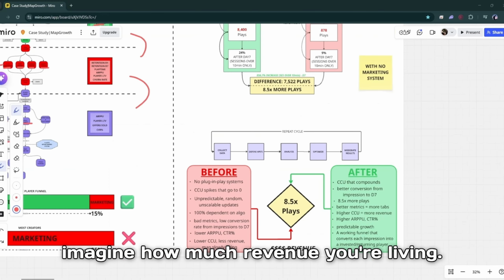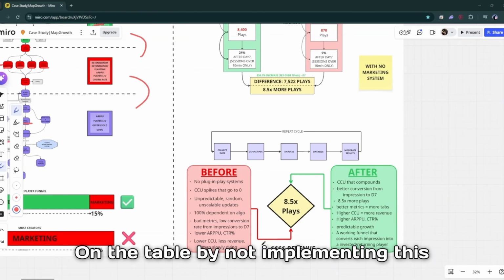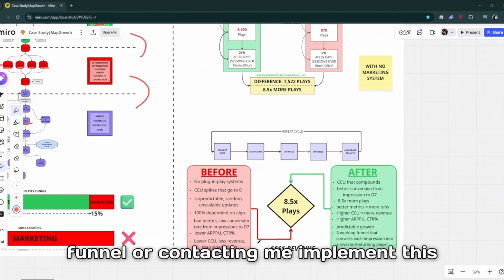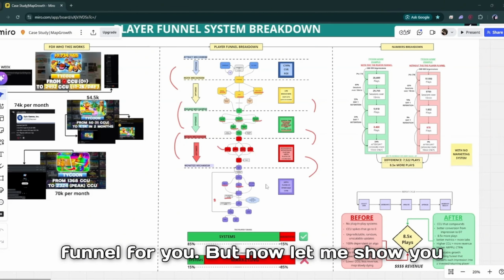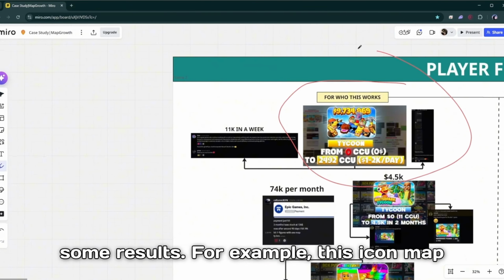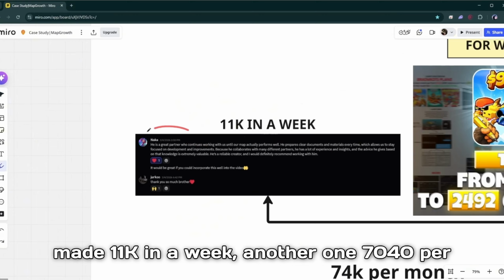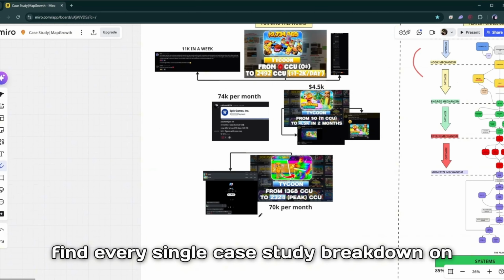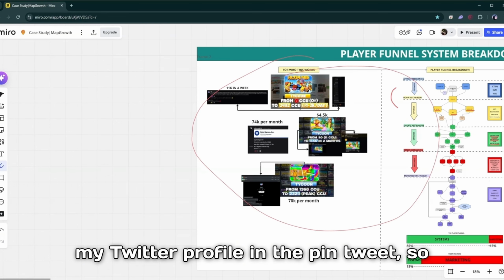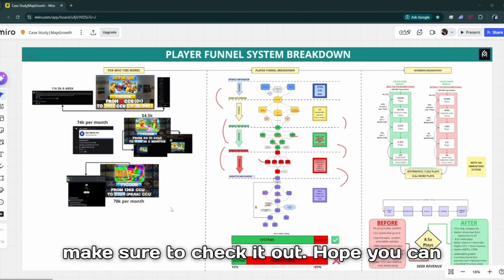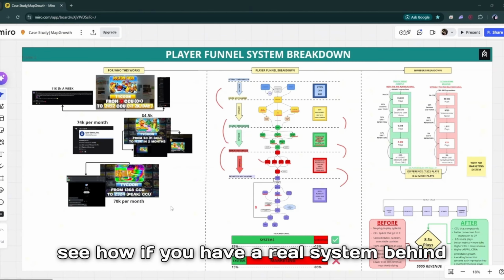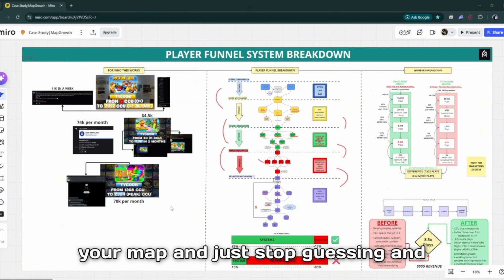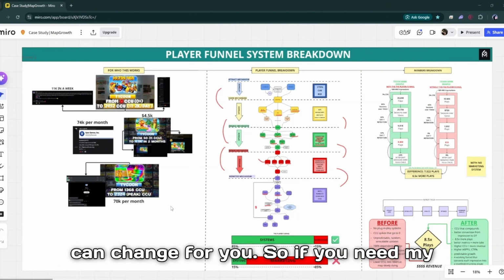Now imagine how much revenue you're leaving on the table by not implementing this funnel or contacting me to implement this funnel for you. But now let me show you some results. For example, this icon map made 11k in a week, another one 74k per month, 4.5k, 17k per month. You can also find every single case study breakdown on my Twitter profile in the pinned tweet, so make sure to check it out. I hope you can see how if you have a real system behind your map and just stop guessing and publishing random updates, how everything can change for you.